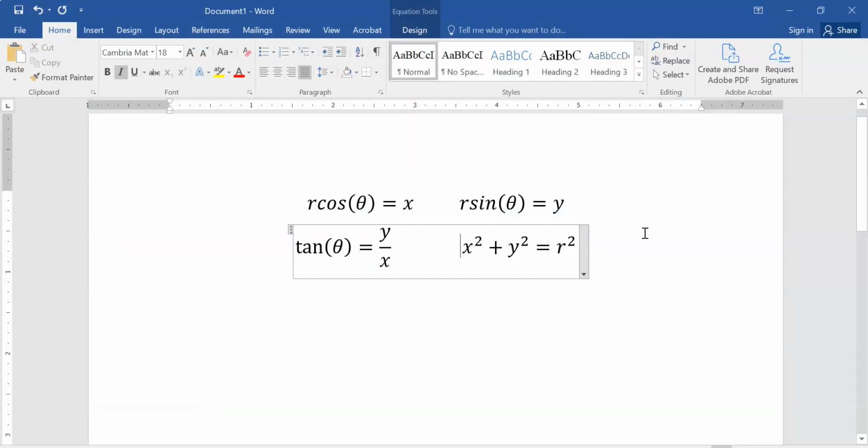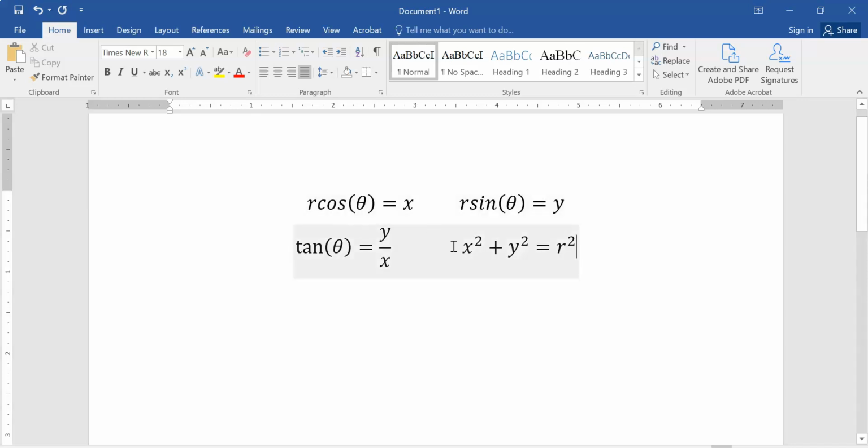Namely this, that whenever we want to have an x, we can replace it with an r cosine theta. Whenever we have an r cosine theta, we could replace it with an x. Same thing with r sine theta and y. You can go back and forth between y and r times sine theta. Tangent theta is y over x, and x squared plus y squared is the same thing as r squared.